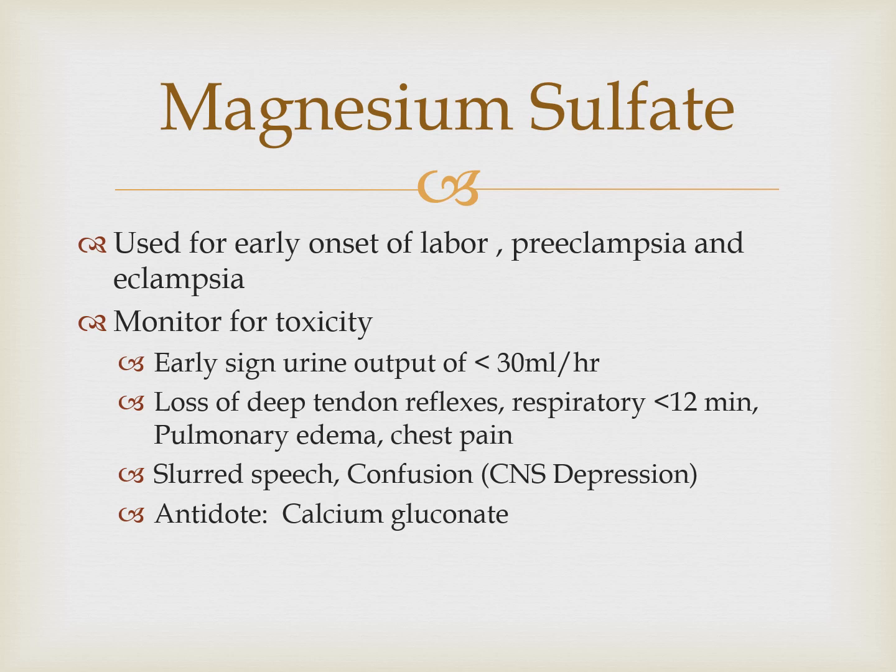Magnesium sulfate. Now, most often we use magnesium sulfate for preeclampsia. Hopefully they don't get eclampsia. We also use it for early onset of labor in a pinch. We want to use other stuff first, but for preeclampsia, we're using this for the happy side effect that it decreases the blood pressure.